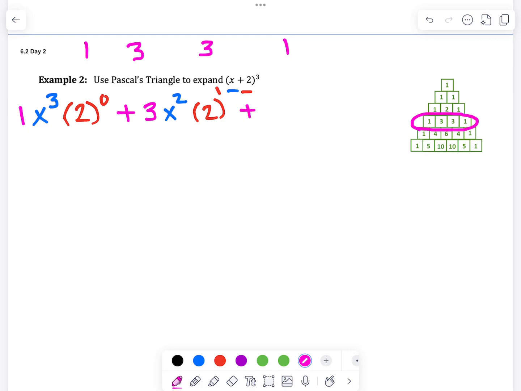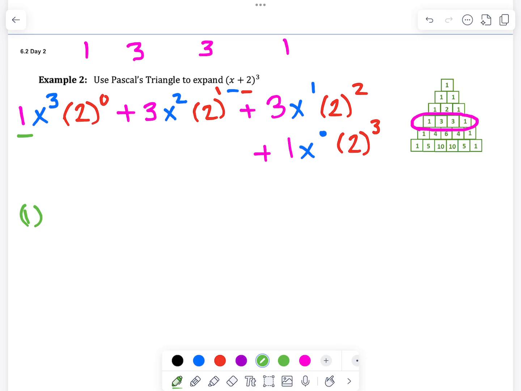Plus 3 x to the first, 2 squared, plus 1, x to the 0, 2 to the third. And now we simplify. So I'm going to simplify the numbers. So I have 1. Anything raised to the 0 power is 1, and then x cubed.